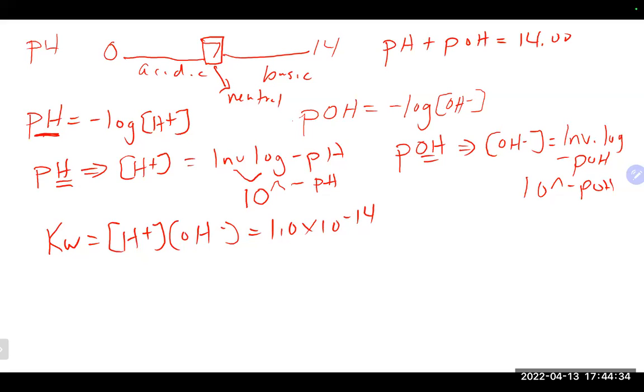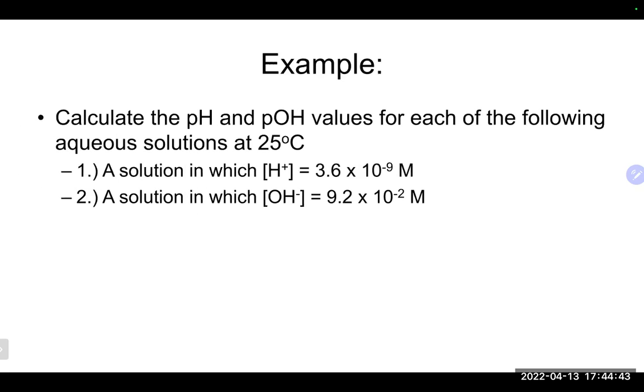Any questions on any of that stuff we talked about last time? Okay, so I think we left off maybe with doing some examples. So why don't you take a few minutes here and do this example. We'll start with the first one.